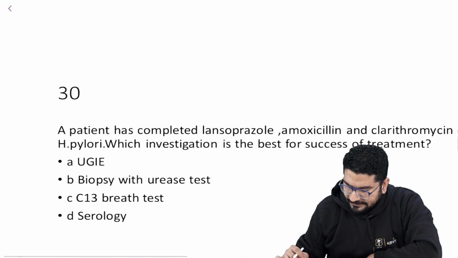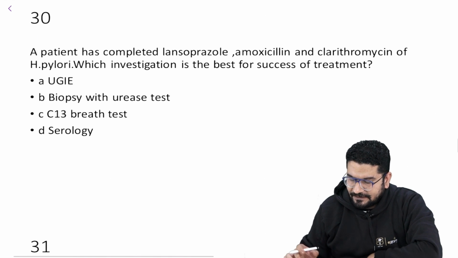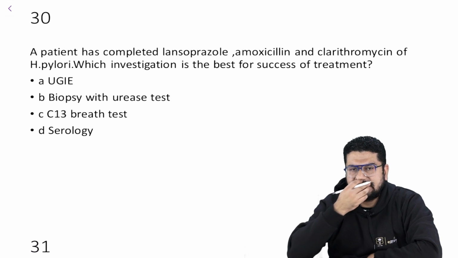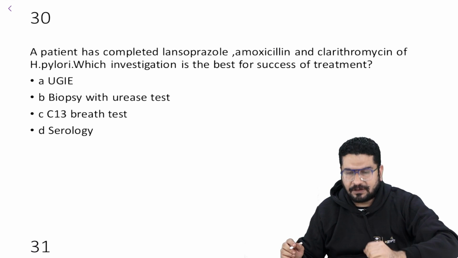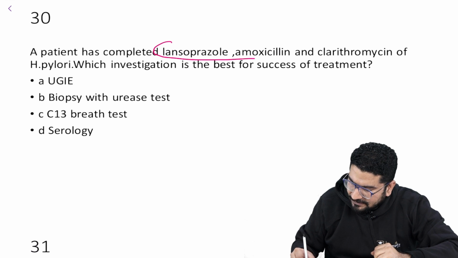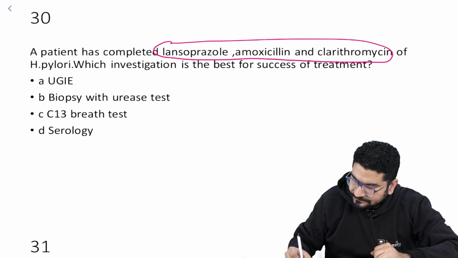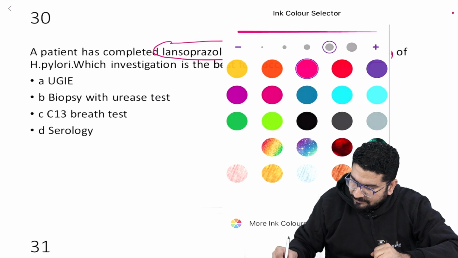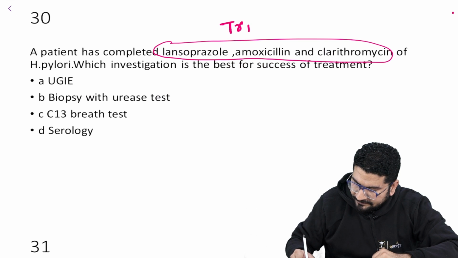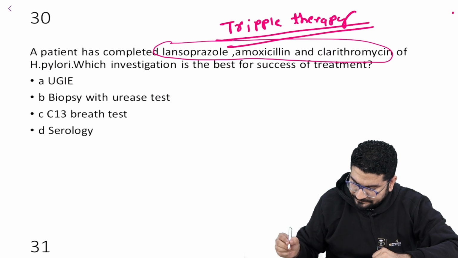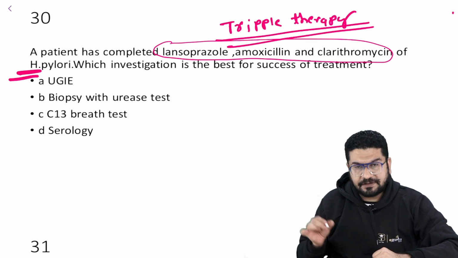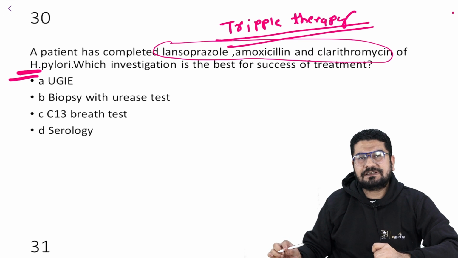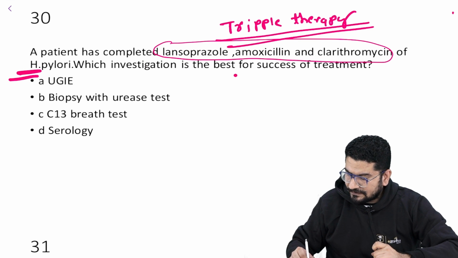Coming to next MCQ, this is again an easy one. So you can see the question, patient has completed lansoprazole, amoxicillin, clarithromycin. So this is like triple therapy. So what we call patient completed dose of triple therapy. So this is a case of peptic ulcer disease. So patient have completed triple therapy for H. pylori. Which investigation is best for success of treatment?